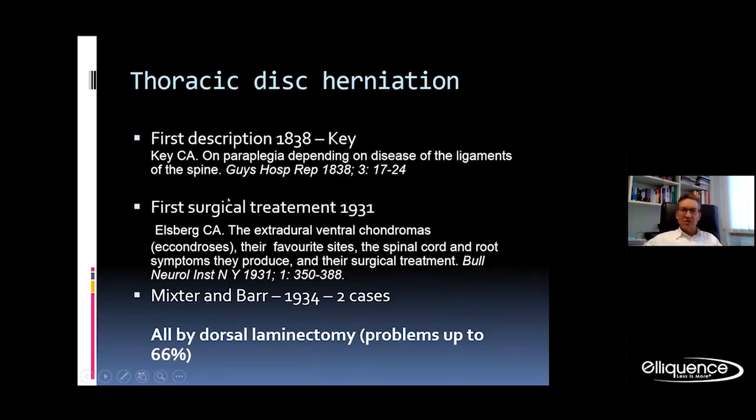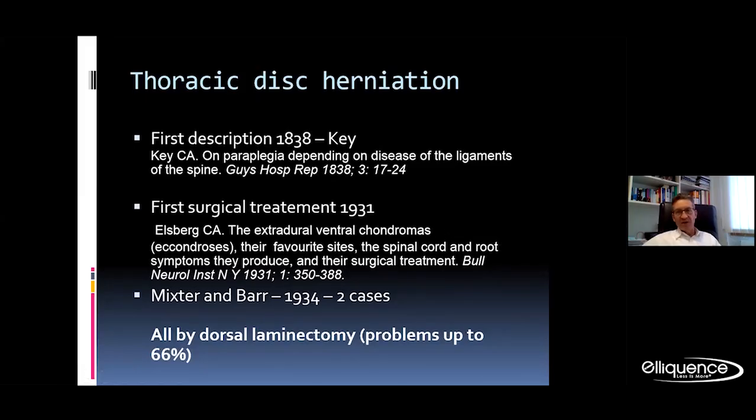The first surgical treatment of disc disease was at the beginning of the 20th century, in 1931. At this time, they didn't even know whether it was a disc or a chondroma. Our pioneers of discectomy, Mixter and Barr, reported 2 cases of thoracic discectomy, but altogether got a big problem. They got complications up to 66%, especially when you do dorsal laminectomy.